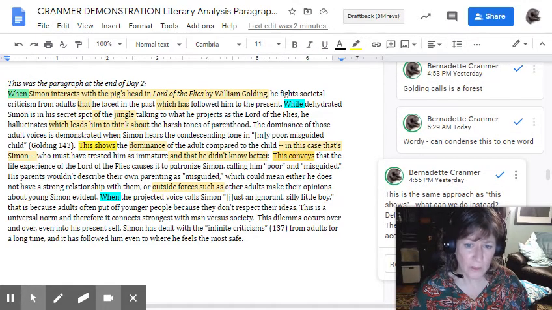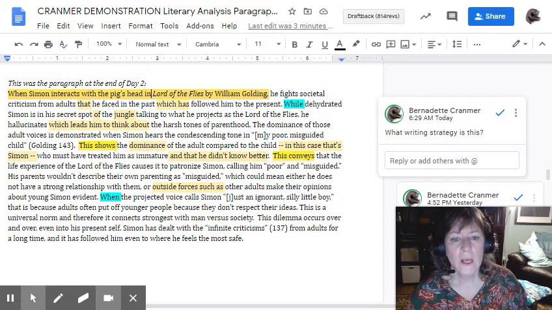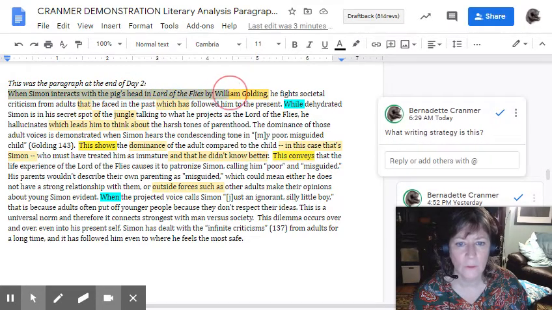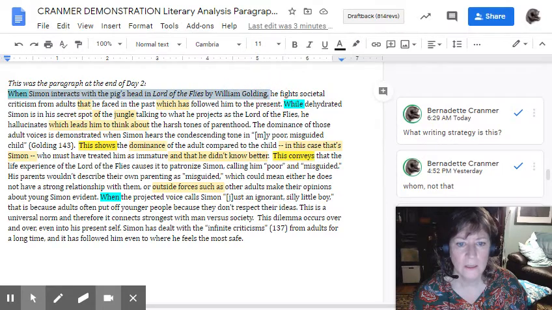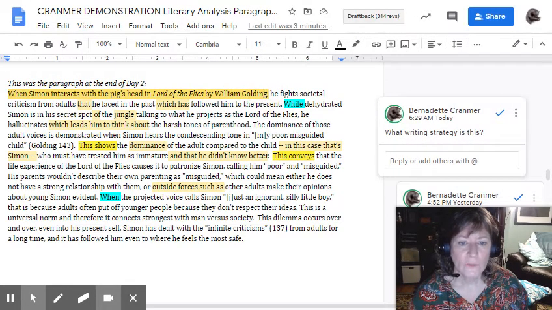So we're just going to go through here from the beginning to the end and work our way through these changes. The first one is not highlighted because it's a mistake. It's because I wanted to point out to you that we are already using writing strategies that we have learned. This first one, right here, when Simon interacts with the pig's head in Lord of the Flies by William Golding, is followed by this comma right here, right? So this is a writing strategy that we actually use 3 times in this paragraph.